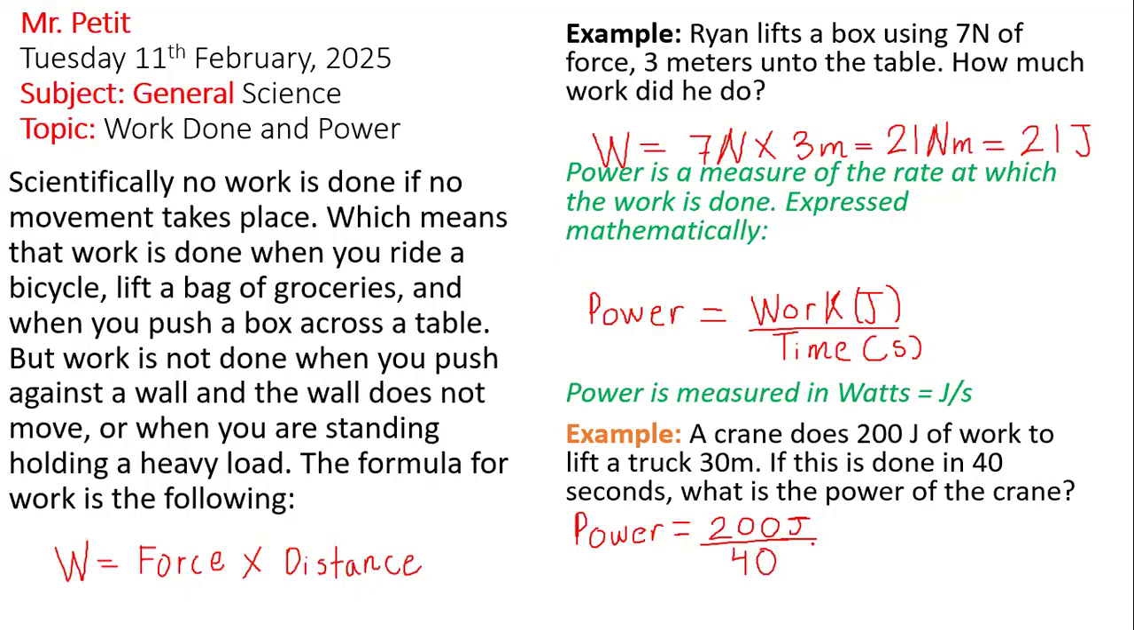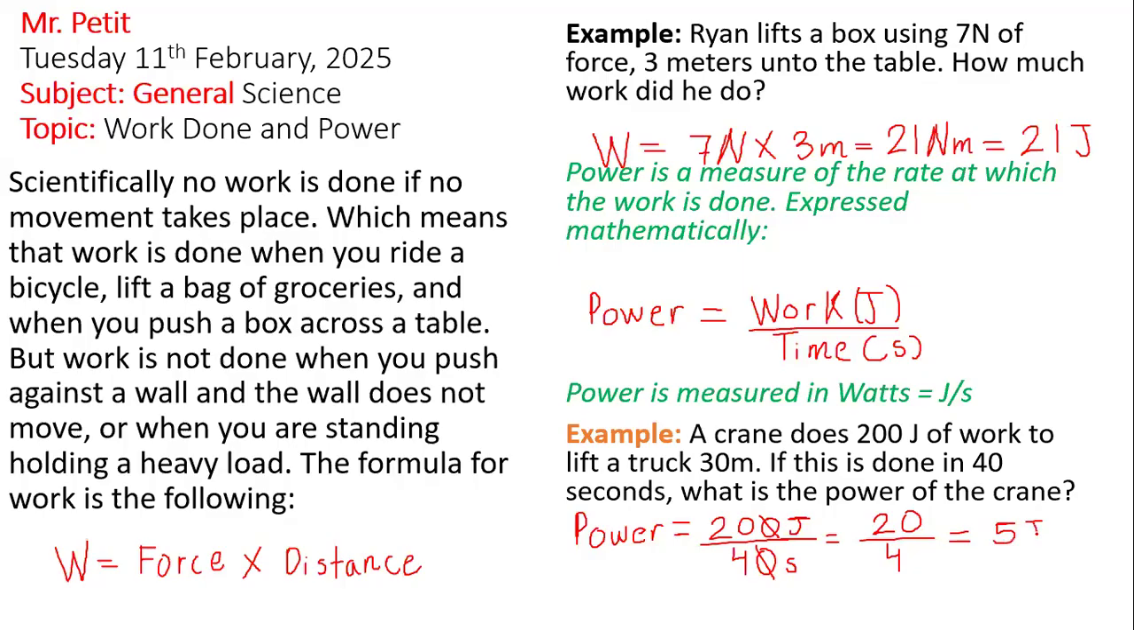What could we do? We could cancel out the zero. So this zero cancels with that zero. So we're left with 20 divided by 4. What is 20 divided by 4? That's going to be 5.